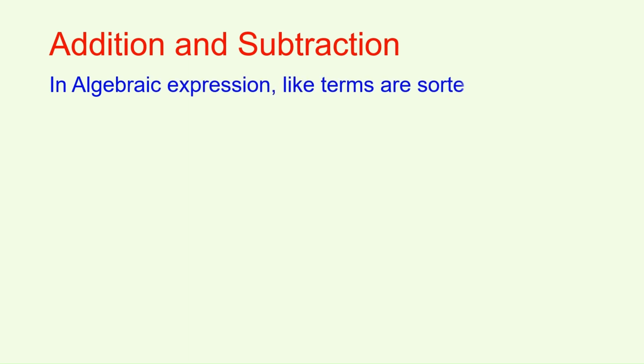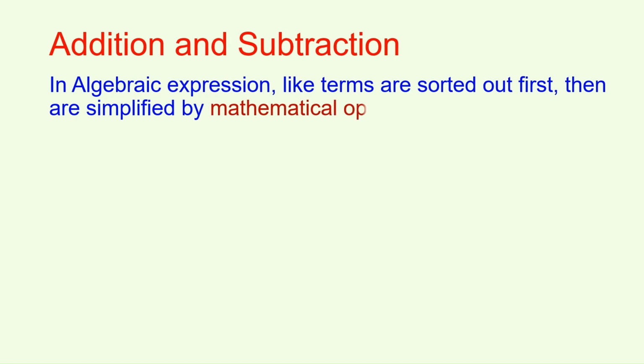Addition and subtraction. In algebraic expression, like terms are sorted out first, then are simplified by mathematical operation.